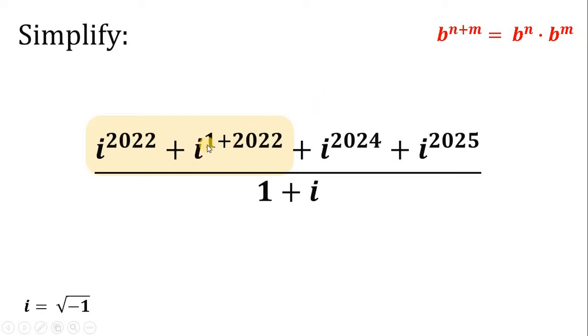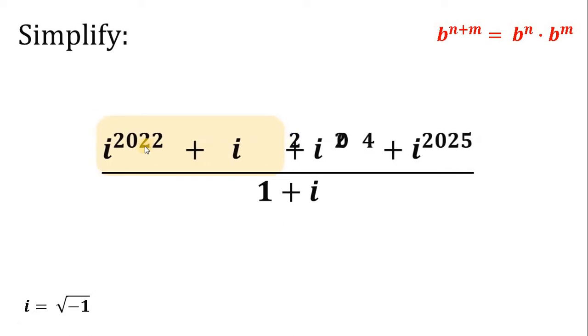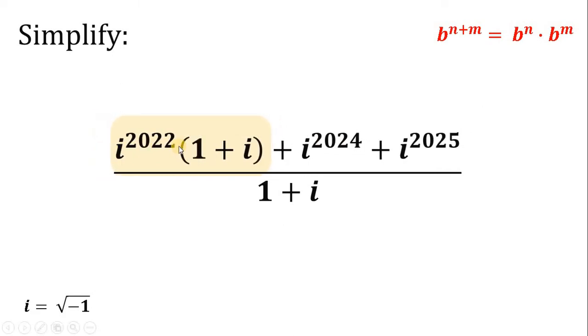Therefore, this i raised to 1 plus 2022 can be written as i raised to 1, or just i, times i raised to 2022. Now, notice that we have a common term of i raised to 2022. So, we can factor this expression, i raised to 2023. So, this will give us i raised to 2022 multiplied by 1 plus i.